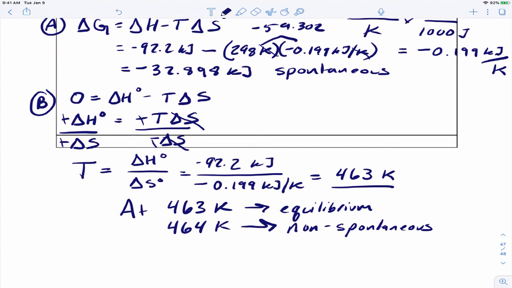But if we go down two more degrees to 462, the reaction is still spontaneous. So that's kind of cool that just a couple degrees will change a reaction from being spontaneous to non-spontaneous.